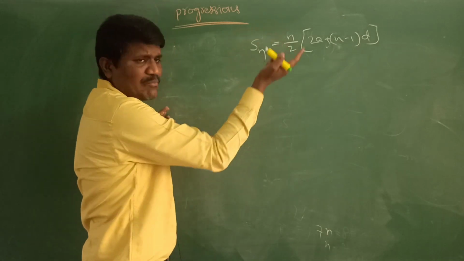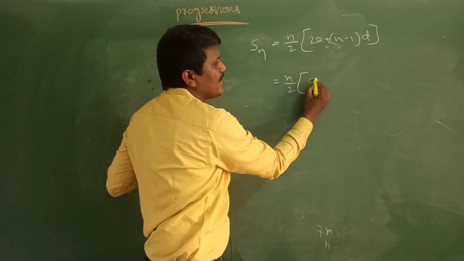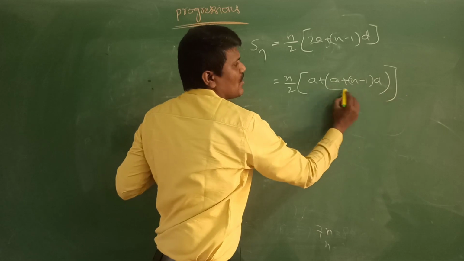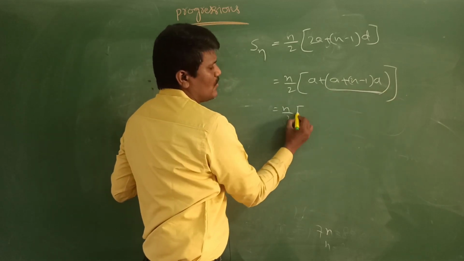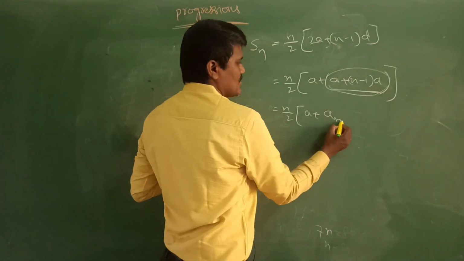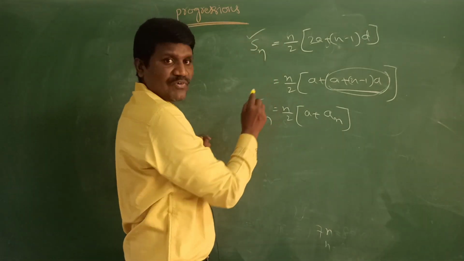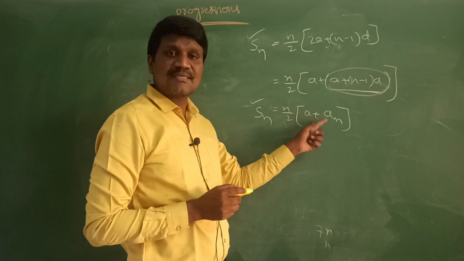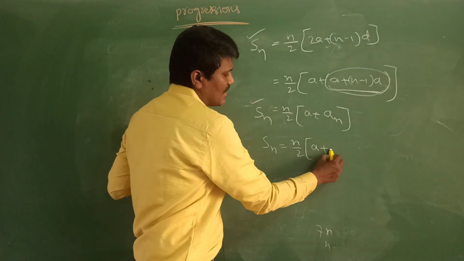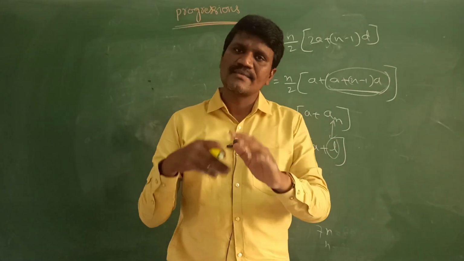So this formula sometimes we can write like this also: n by 2, 2a I can write a plus n minus 1 into d. If you observe, this is the formula of the nth term, an. So this is also a formula. Sometimes they may give this formula, or they may give Sn is equal to n by 2 into a plus an. Or else sometimes they may ask n by 2 into a plus l. Both are the same. L or an, both are the same. L is nothing but the last term, or the nth term.